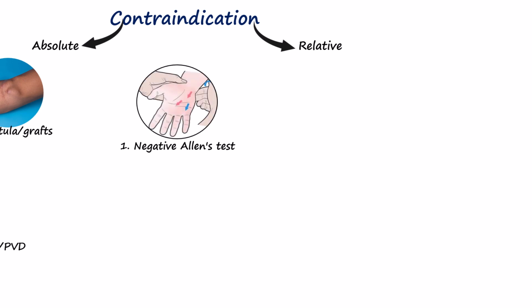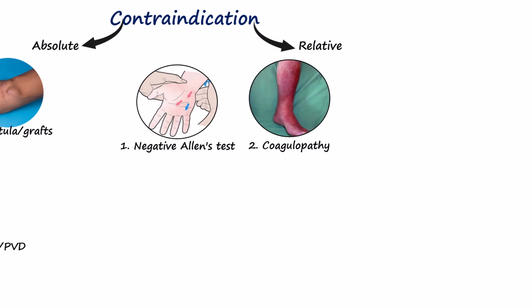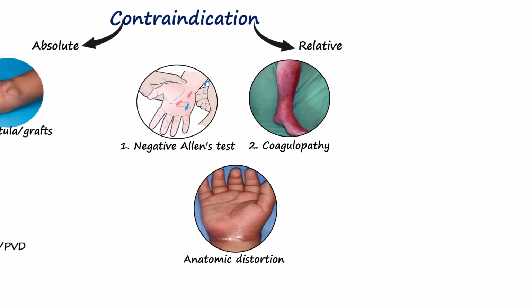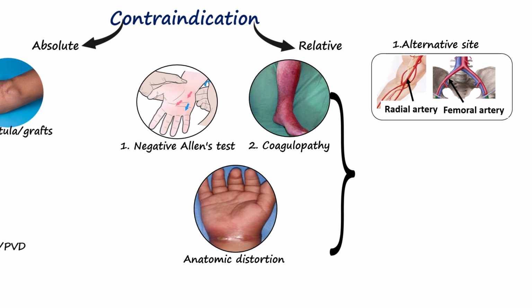Relative contraindications require careful risk-benefit assessment before proceeding. An abnormal Allen's test indicating inadequate collateral circulation contraindicates radial artery puncture due to ischemic risk. Patients with severe coagulopathy and thrombocytopenia, or those receiving thrombolytics or anticoagulation therapy, have increased bleeding risk. Anatomic distortion from scarring, hematomas or prior multiple punctures also constitutes a relative contraindication. In cases of hypotension or shock where peripheral pulses are non-palpable, alternative sites should be considered.